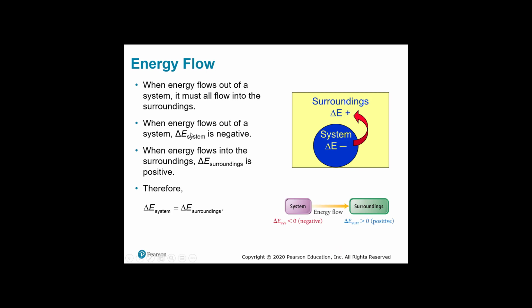So this is just pretty much the same thing I've already said. When energy flows out of a system, it must flow into the surroundings. Everything has to go somewhere. And when energy flows out of the system, it is negative. If you have a hard time figuring this out, this is the best way to understand this.